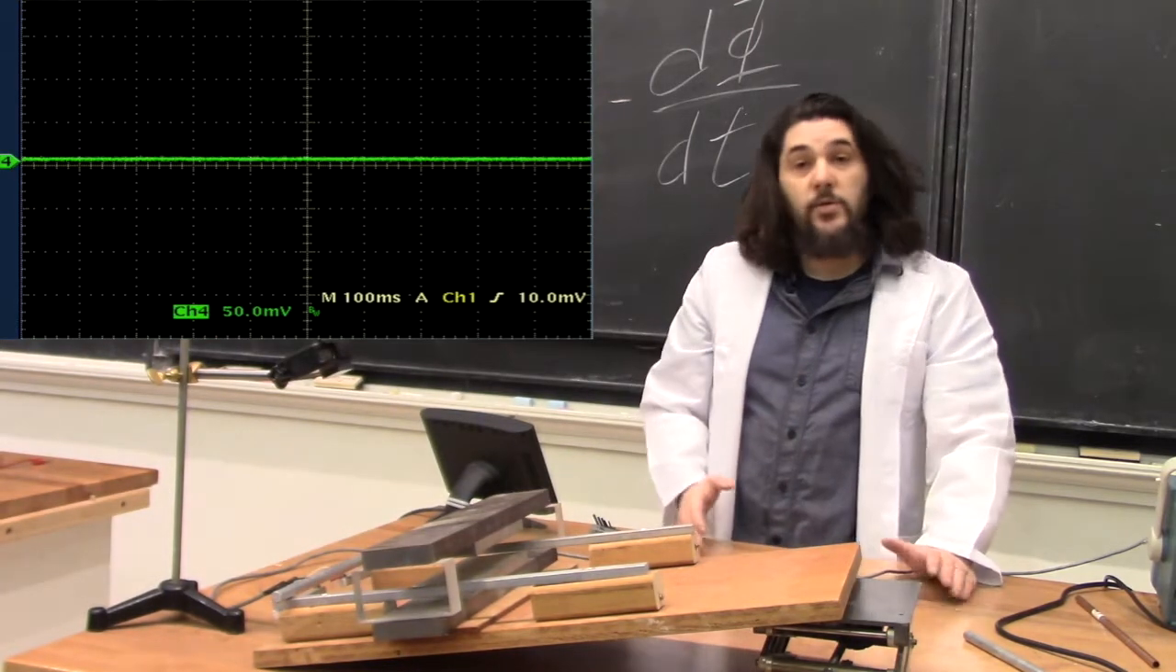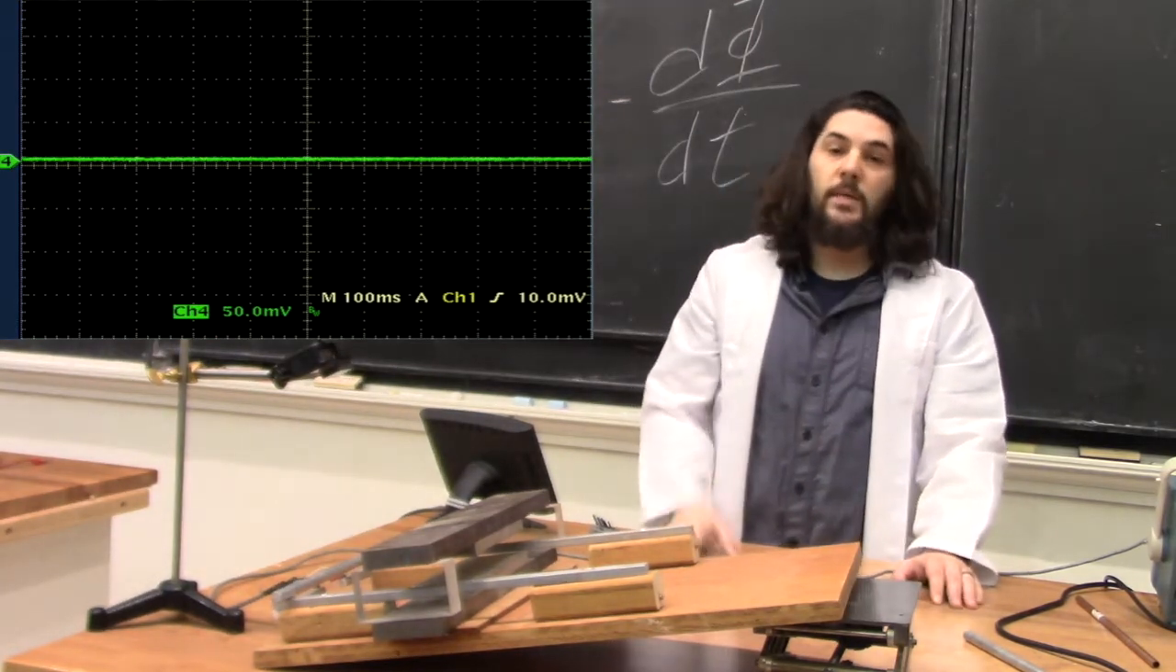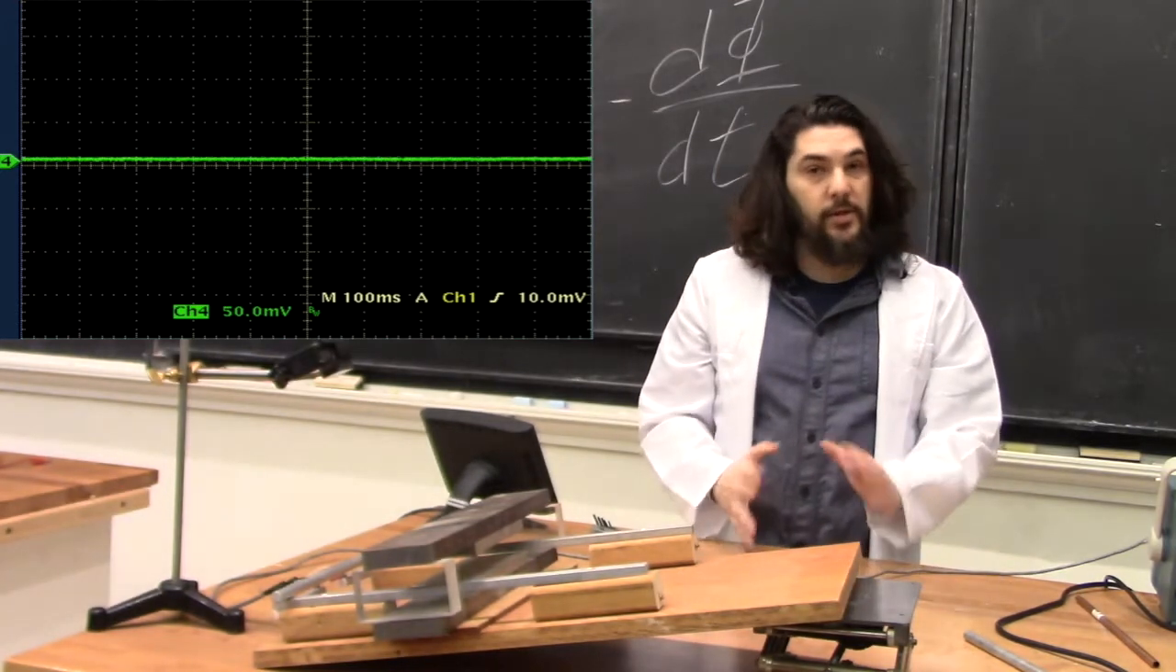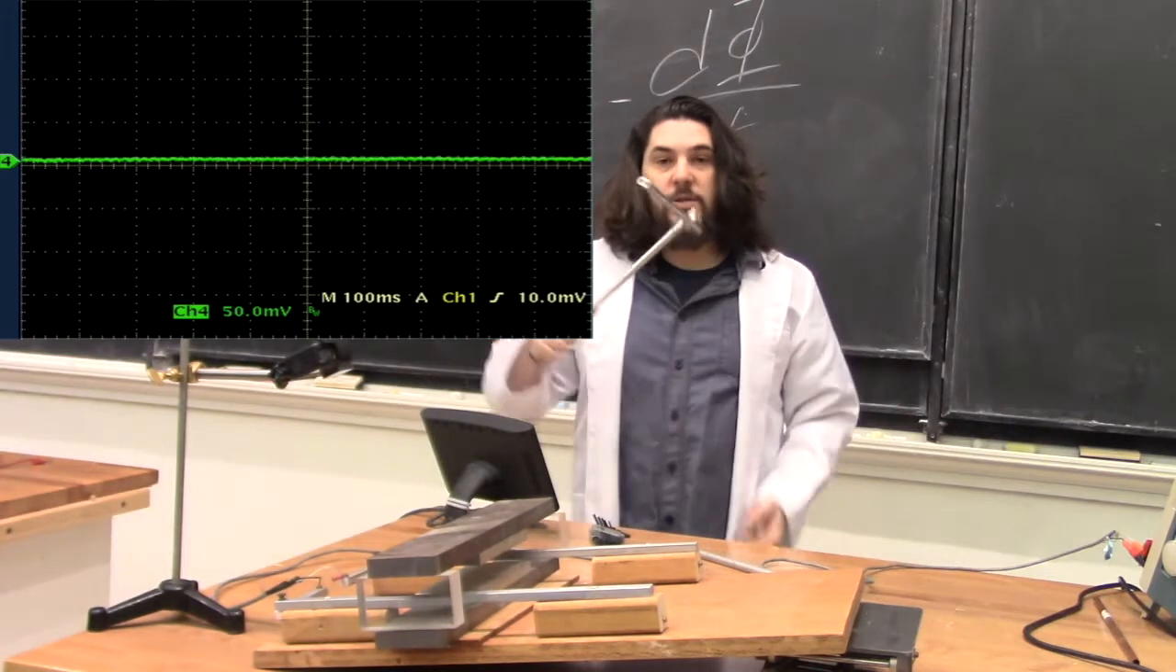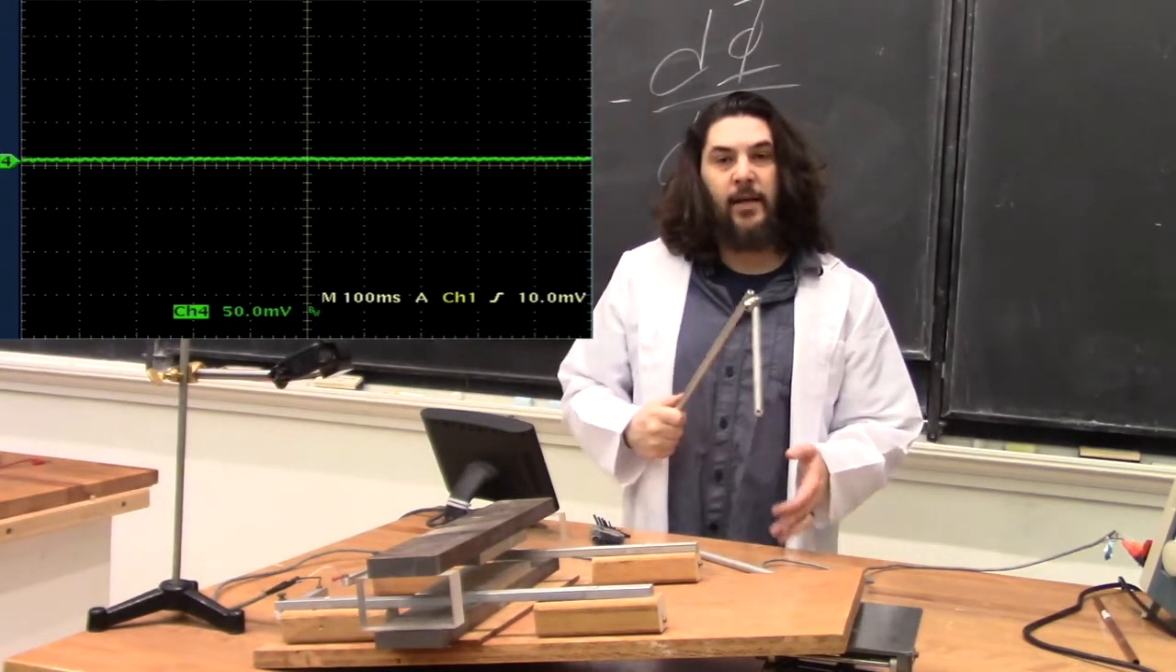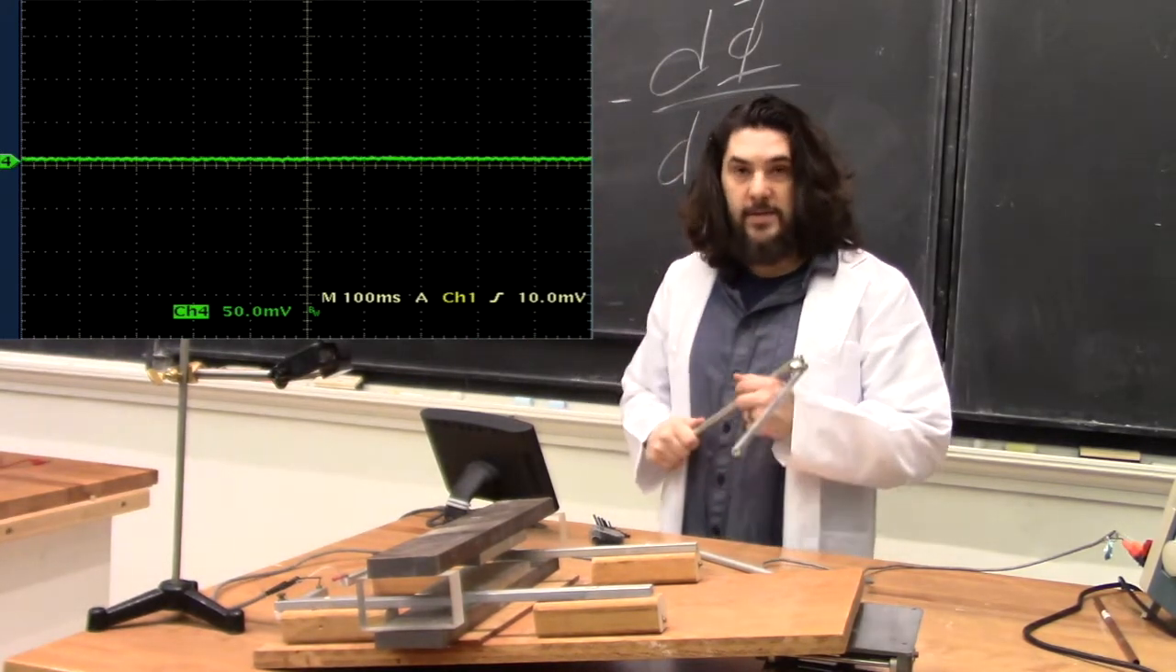You'll notice the induced voltage is much weaker with the aluminum because it's moving so slowly, the flux can't change very quickly. Here I added a handle to the aluminum, so I can push it back and forth through the magnetic field, and we'll see how that affects it.